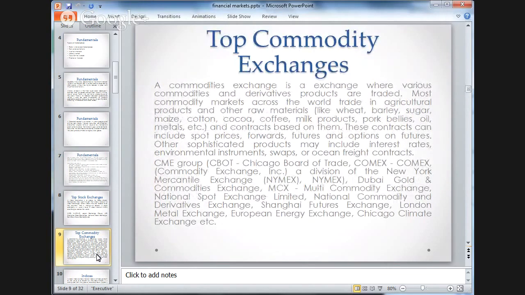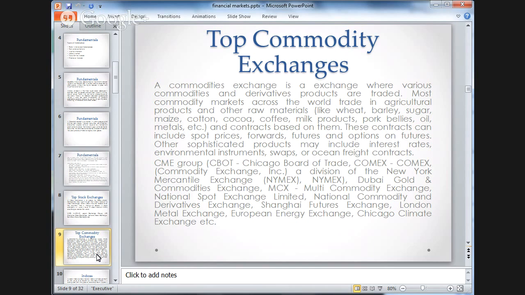Commodity exchanges are where commodities and derivative products are exchanged. Most commodity markets across the world trade in agricultural products and other raw materials like wheat, barley, sugar, maize, cotton, cocoa, coffee, milk products, pork bellies, sausages, orange juice, tomato juice, soy sauce. These things get traded in a commodity exchange. And then you have metals as well, like zinc, copper, nickel, lead, gold, silver, platinum, uranium. They get traded in an exchange.